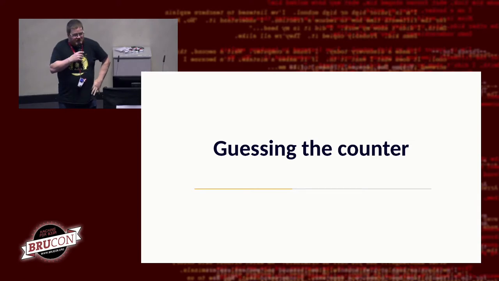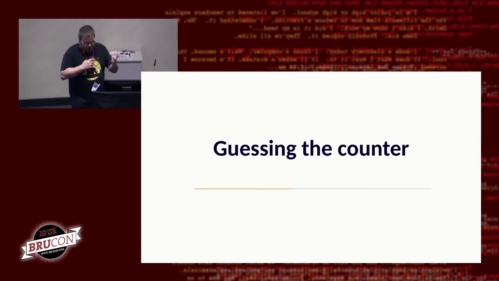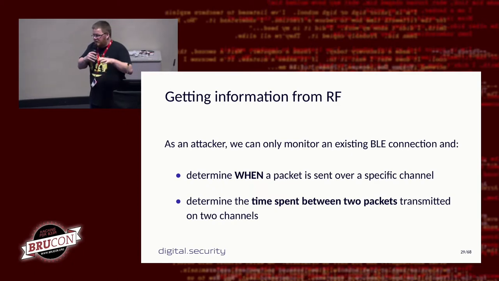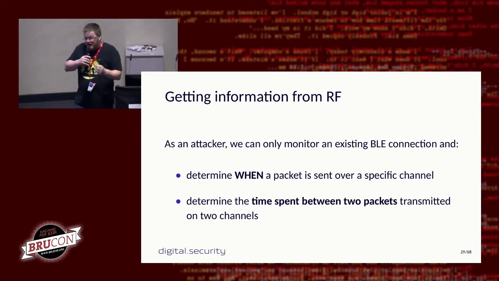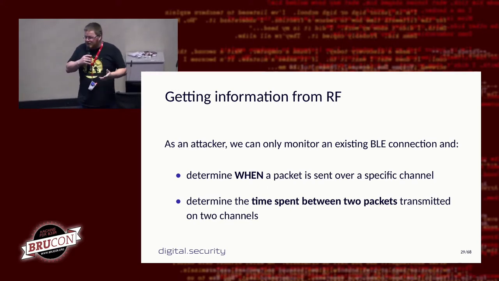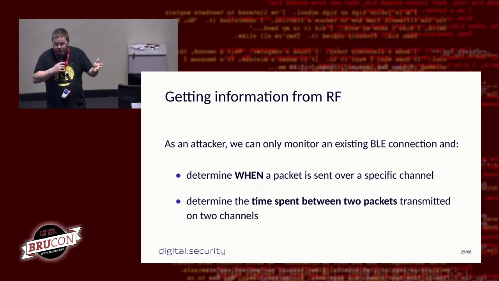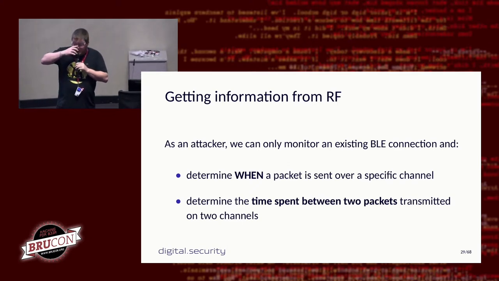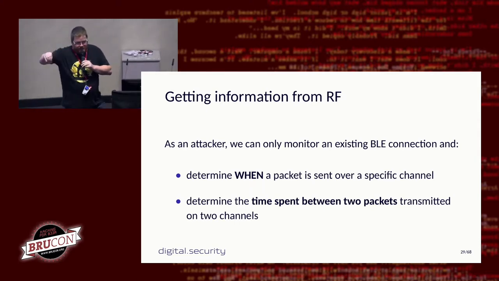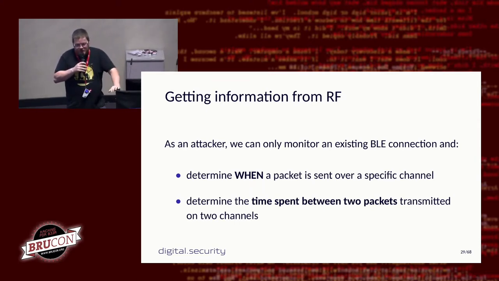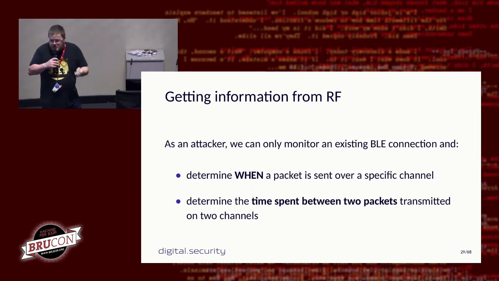So, how to do this? We are going to guess the value of the counter. As an attacker, we are external. We don't have access to this counter value, so we have to guess it. And the only way we can get information from an existing connection is to listen on a specific channel and wait for a packet to be received. So I can only tell at which time I get a packet on the channel. And of course, I can measure the time spent between two packets on two different channels. So these are the two pieces of information I can get and use to break this PRNG.